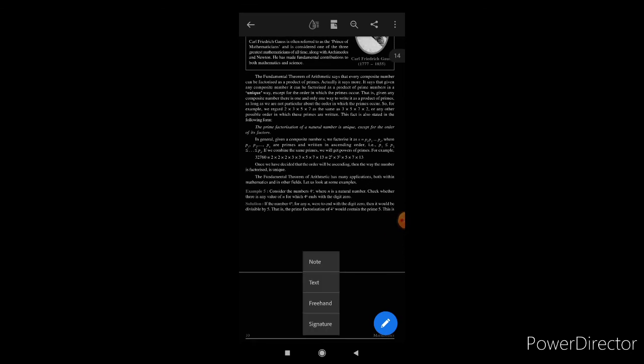Carl Friedrich Gauss is often referred to as the Prince of Mathematicians and is considered one of the three greatest mathematicians of all time, along with Archimedes and Newton. He made fundamental contributions to both mathematics and science. The Fundamental Theorem of Arithmetic says that every composite number can be factorized as a product of primes. Actually, it says more. It says that a composite number can be factorized as a product of prime numbers in a unique way, except for the order in which the primes occur.